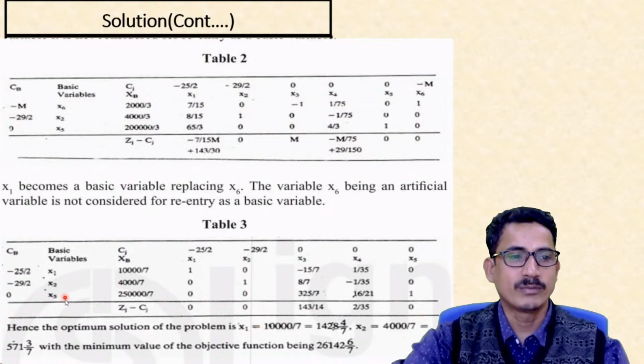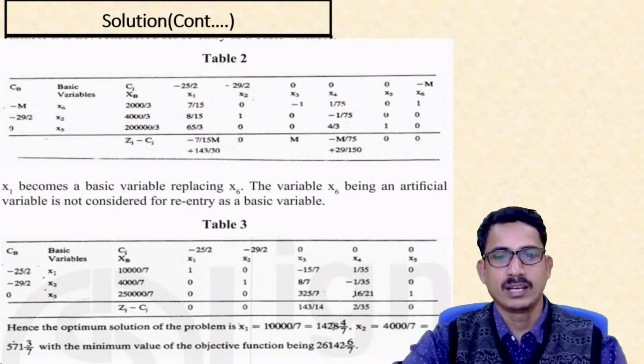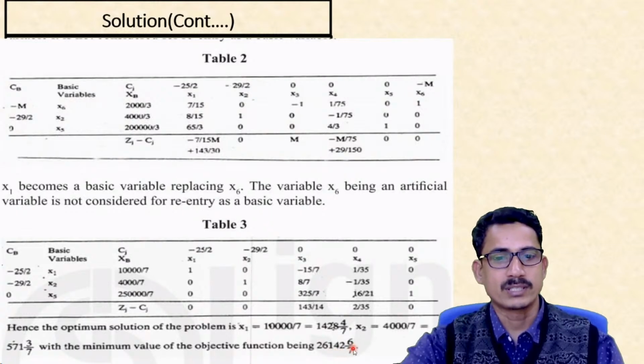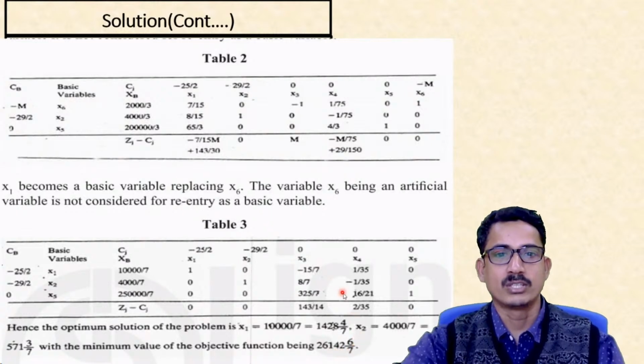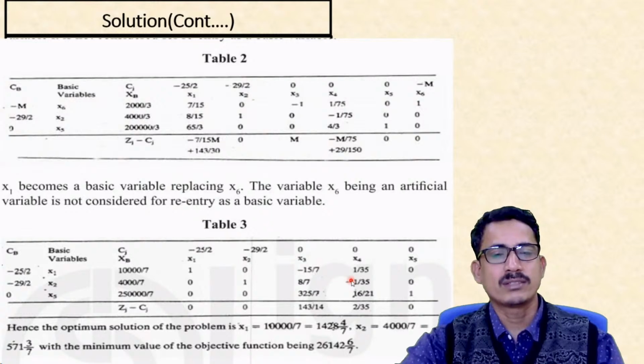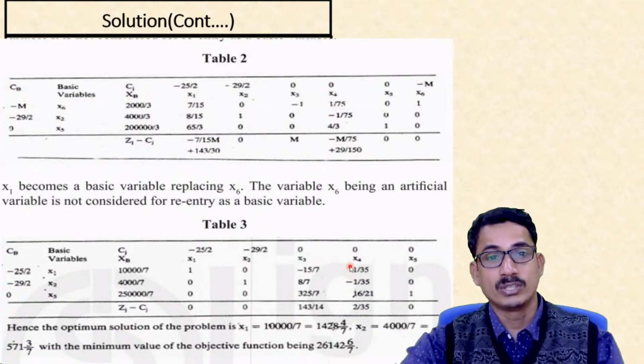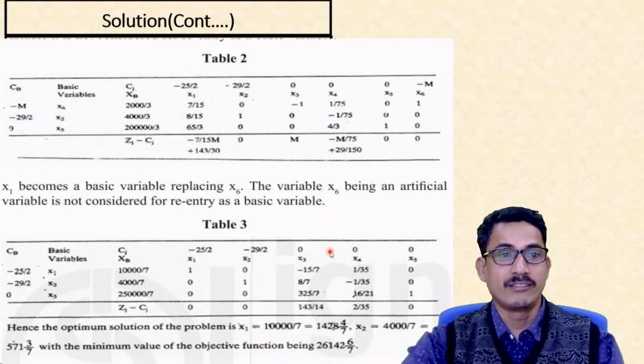Once you get here, you have to find Z over here. How to get Z0? The summation of CP column into XP column. After this, finally, you will get the value here, 26142.617, and this will be your answer. In a similar way, for any problem given, if you are using surplus variables, then you have to go for artificial variables, and finally you will come to a conclusion in this way.